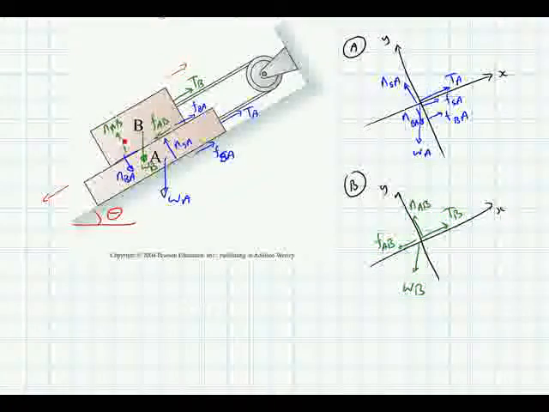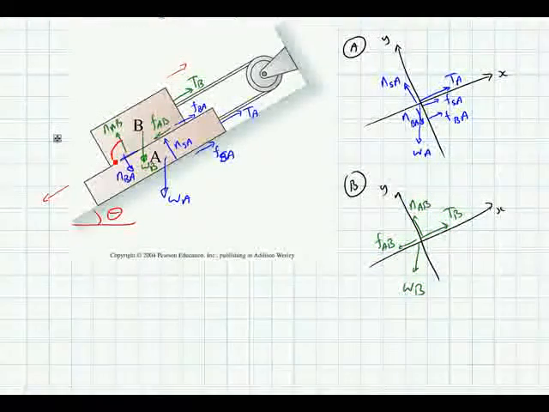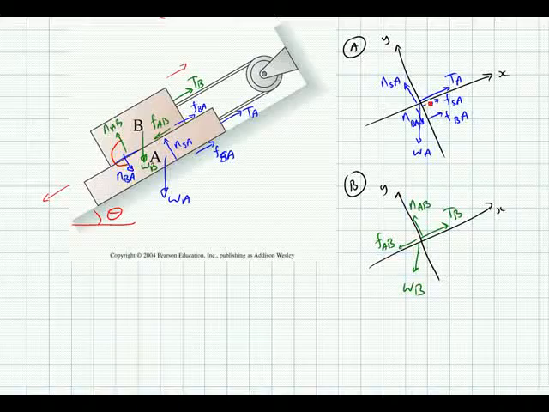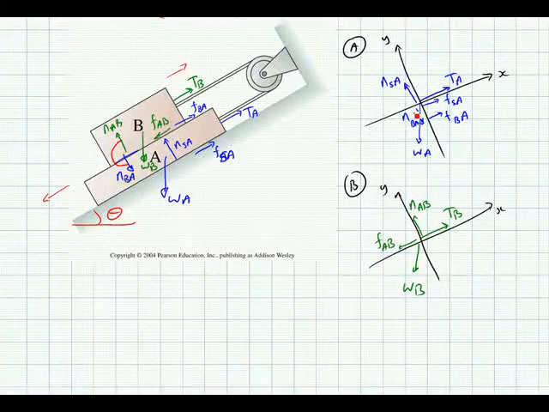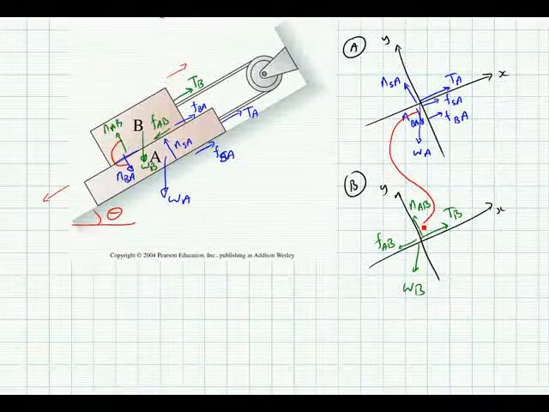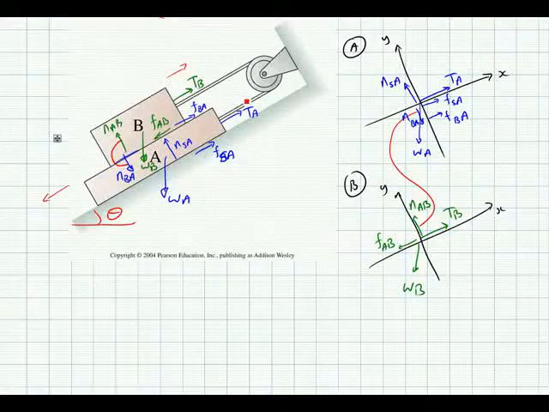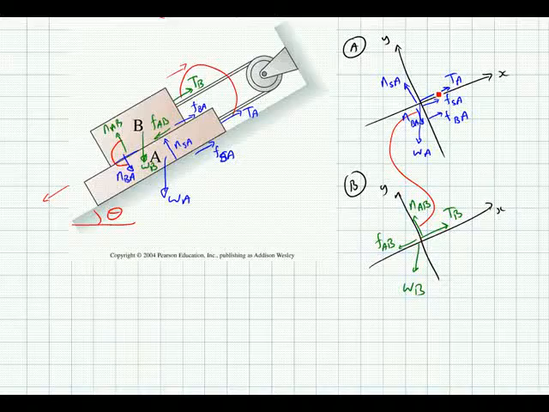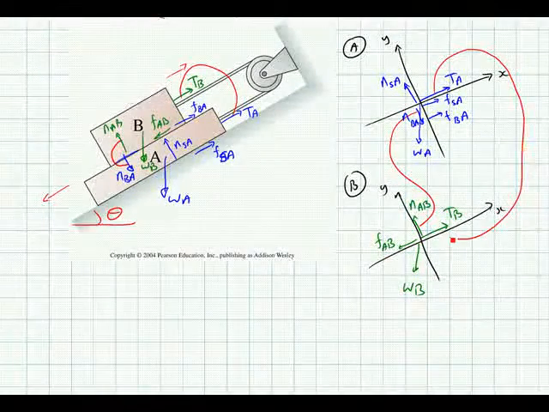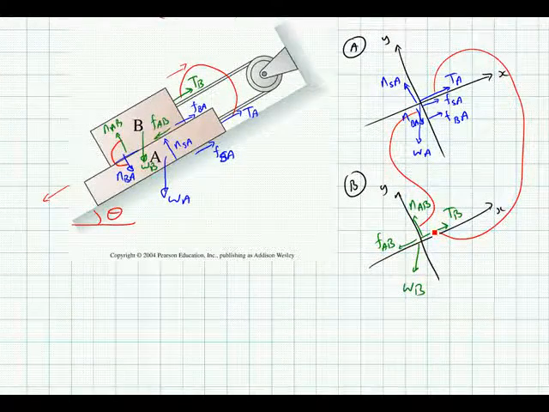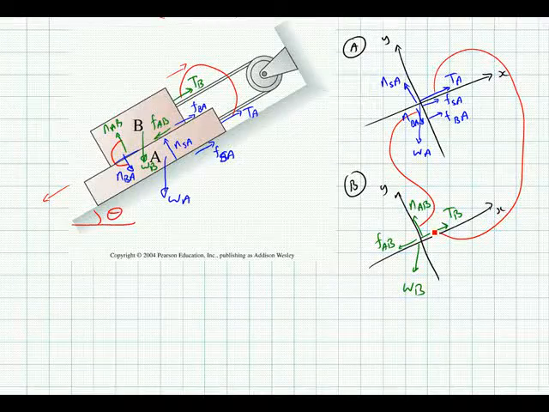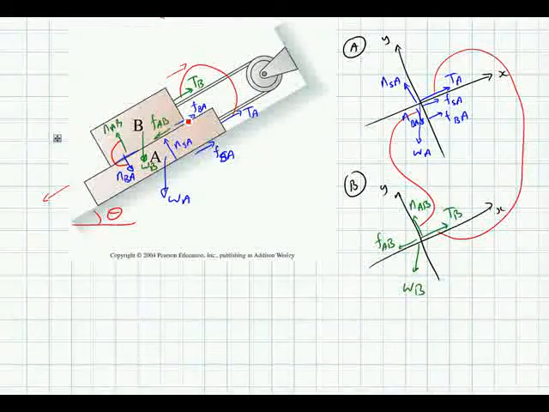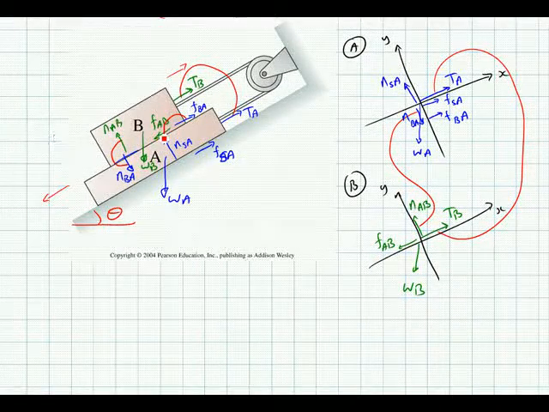And identifying action-reaction pairs, well, the normal force of A on B is an action-reaction pair with normal force of B on A, so these two are action-reaction pairs. TA and TB are as if they're action-reaction pairs, so let's go ahead and mark these as well. Then the friction force of B on A is an action-reaction pair with friction force of A on B.